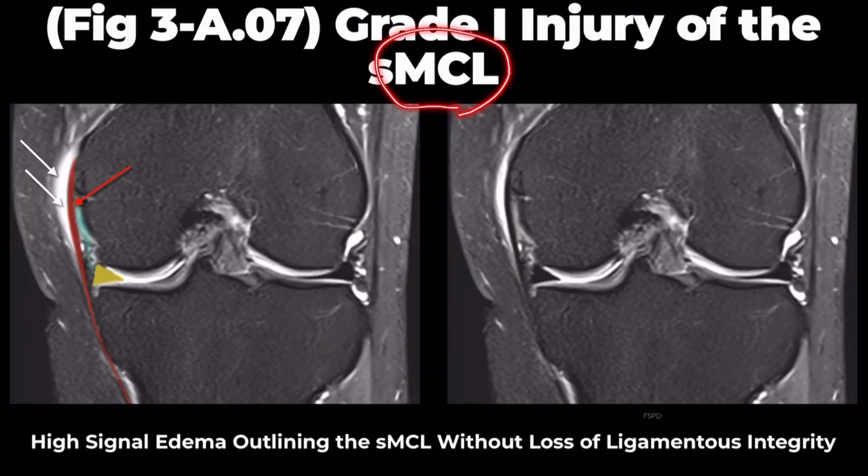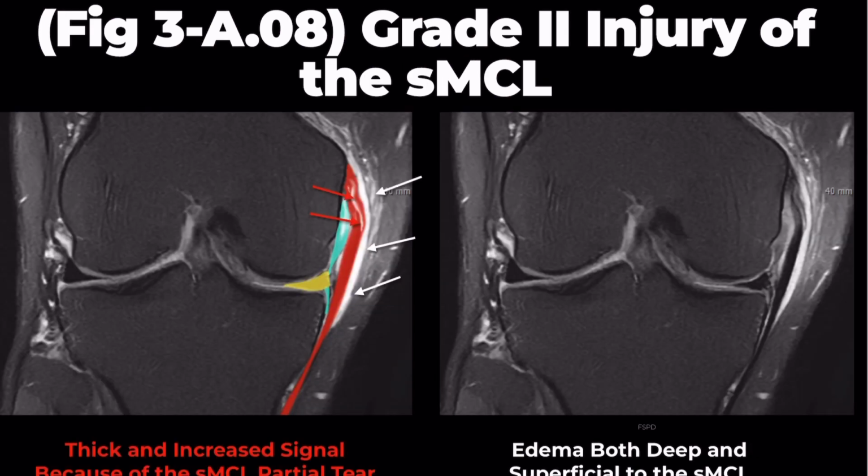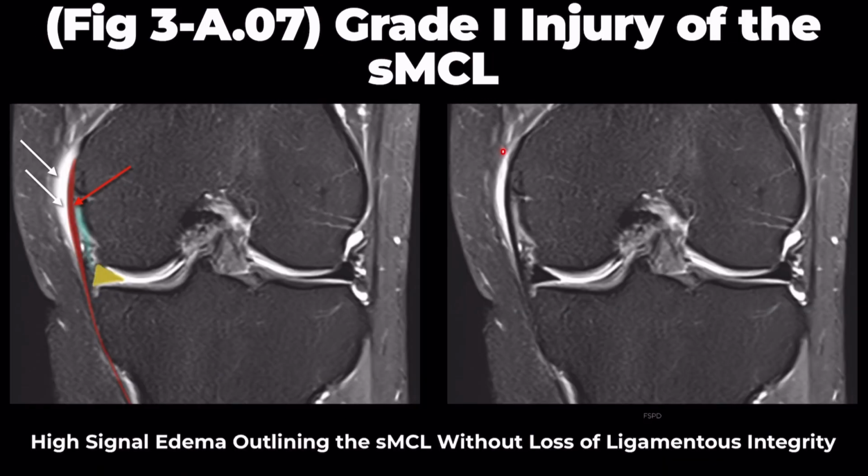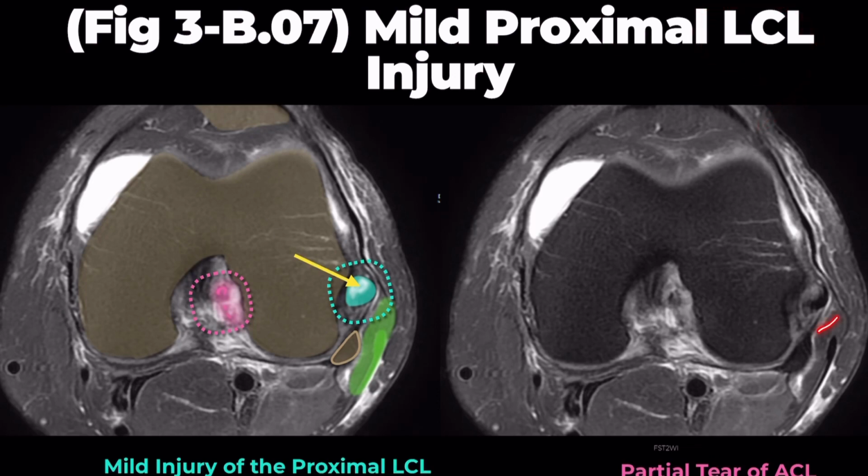To better understand this, let's quickly review MCL injuries on MRI. A grade 1 MCL injury is characterized by subcutaneous edema adjacent to an intact MCL. While the signal intensity and thickness appear normal in grade 1, a grade 2 injury shows proximal MCL intraligamentous hyperintensity and thickening due to a partial tear of the superficial MCL fibers. The key point here is that even in a grade 1 MCL injury, we often see more surrounding soft tissue edema than in LCL injuries.